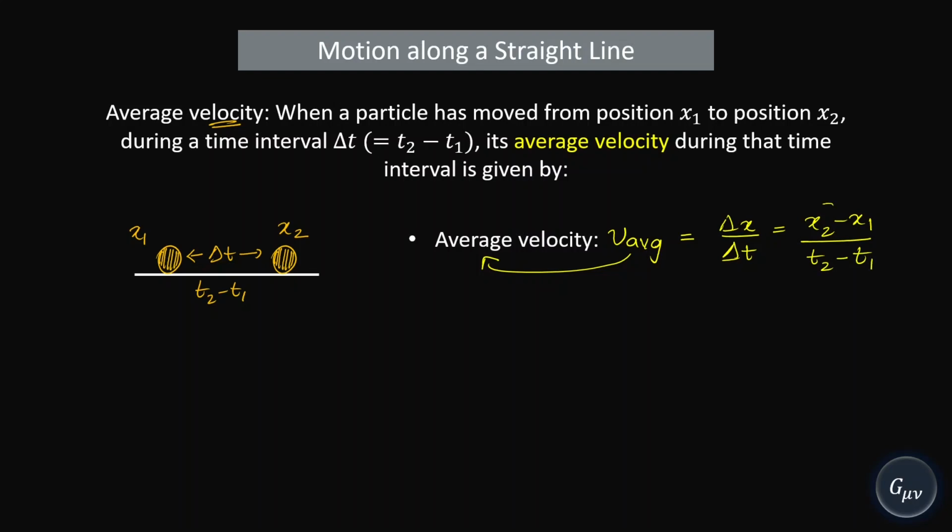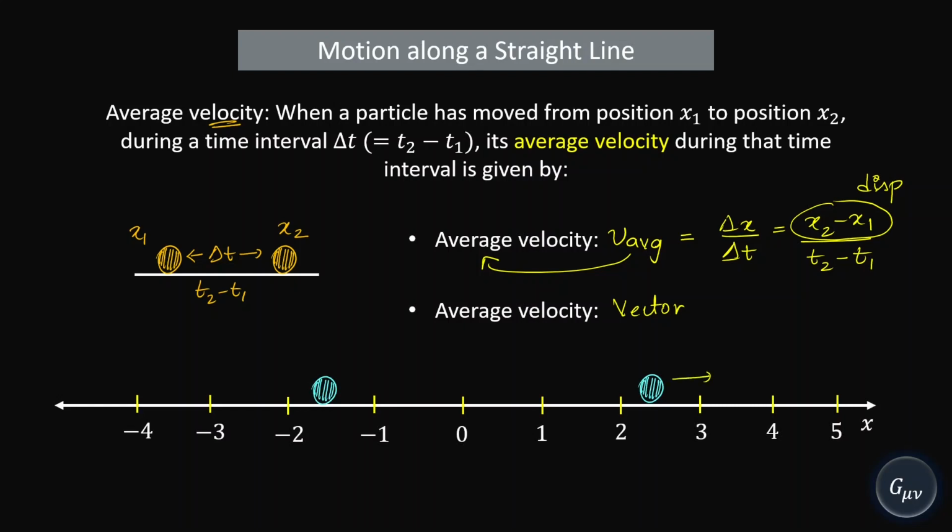Now look at the numerator here. It is actually the displacement, right? So naturally, the average velocity is also a vector quantity, just like the displacement. The algebraic sign of average velocity indicates the direction of motion.